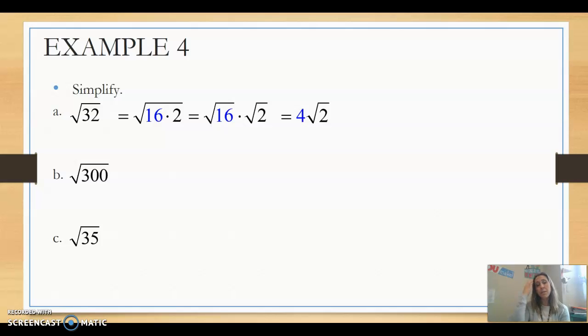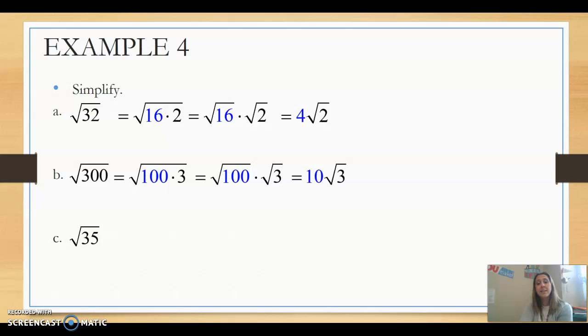So I'm going to do the same thing again with the square root of 300. Well, if I look up on my wall, I could probably divide by 100. So, square root of 100 times 3. That is probably the biggest perfect square I could divide by. And then I'm going to end up with the square root of 100 times the square root of 3. And the square root of 100 is 10, so I'm going to get 10 times the square root of 3. And then we're going to try the same thing with 35.